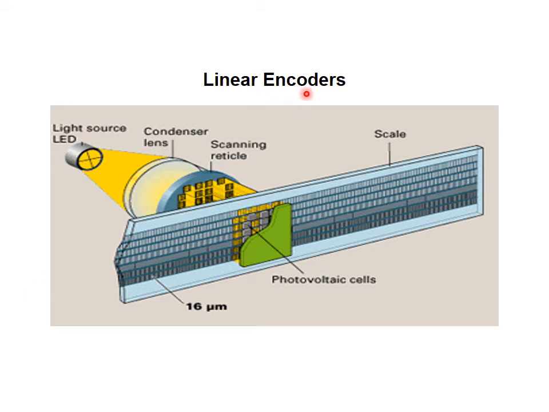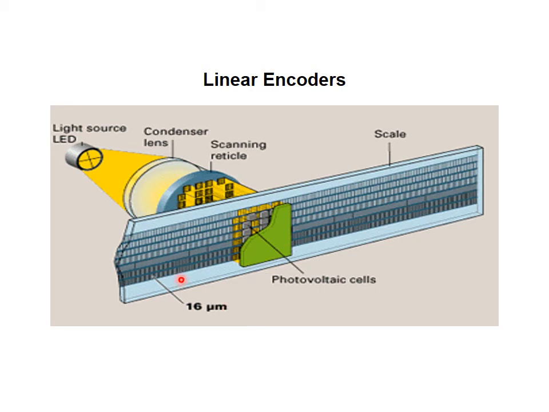This is a picture of a linear incremental encoder. The elements are the same, except that in a rotary encoder the movement is rotation, whereas here it is linear movement. Otherwise all the elements used in a rotary encoder are the same for the linear encoder. You have a linear scale instead of rotation. So you have an LED light, a condensing lens, a scanning disc, and whatever passes through the perforation on the scale falls on a photovoltaic cell.